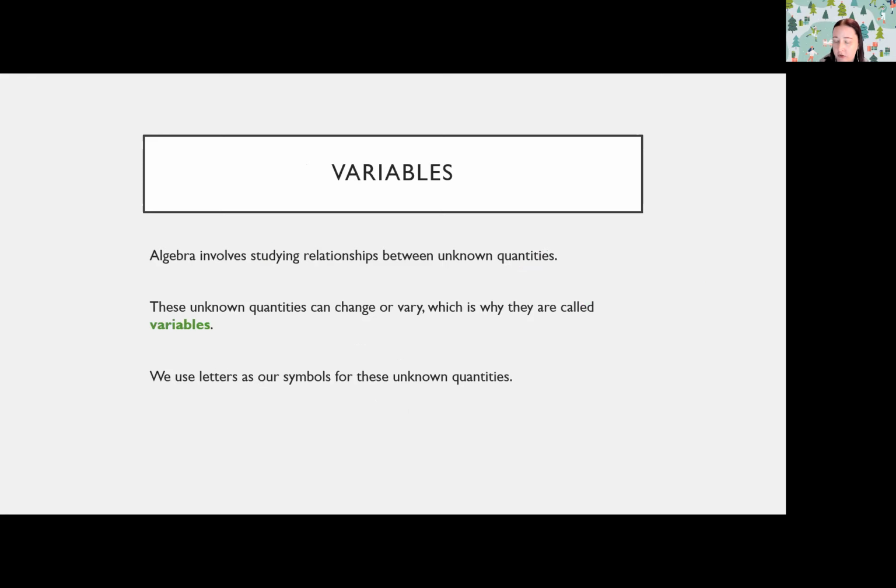Variables. So algebra is all about variables. We are looking at things where we have unknowns and looking at how they're related. So we call these unknowns variables because they can change or vary, hence the name, because we can replace this unknown with a different number, and we can replace it with lots of different numbers. We use letters for our variables. So the most common ones that you'll see are like X, Y, and Z.